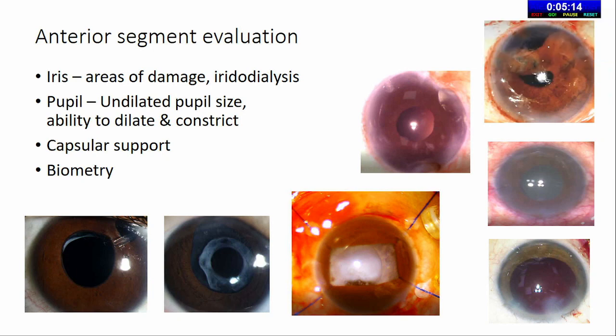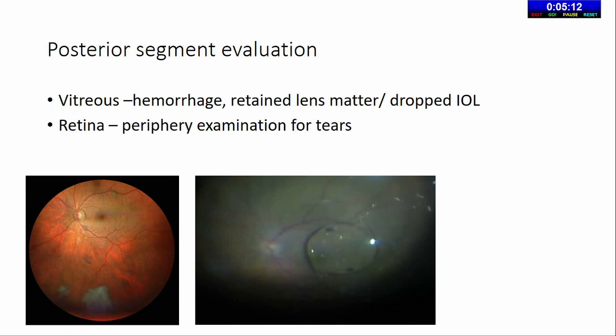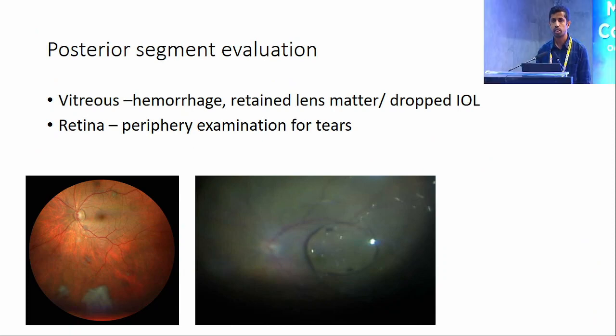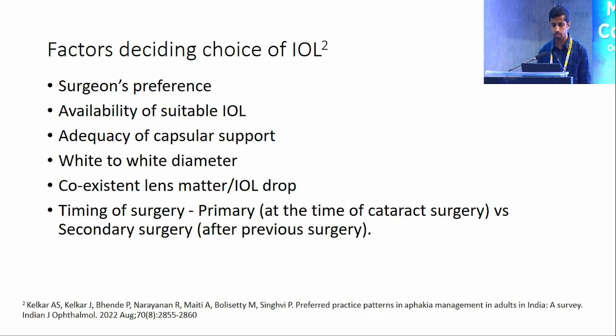So posterior segment evaluation is also very important. In the vitreous we have to look for any hemorrhage, retained lens matter or dropped IOL. Retinal periphery examination is very, very important to look for any associated peripheral tears.